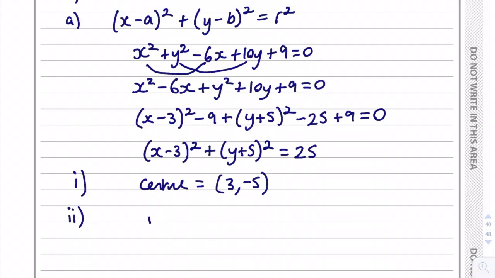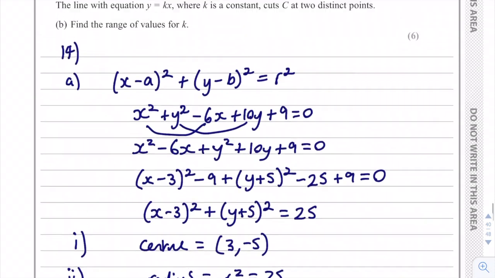And the second part for the radius, well, if r squared equals 25, then we can square root both sides and say that r must equal 5. Now, strictly it would be plus or minus 5, but because we're talking about the radius, which is a magnitude, we can't have a negative value for the radius. So that is part A.